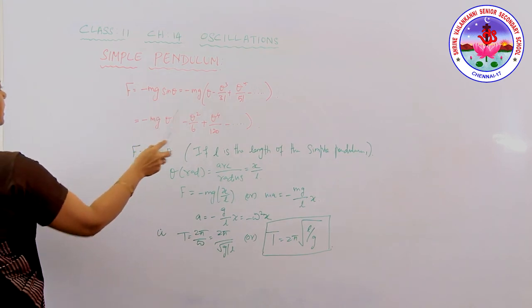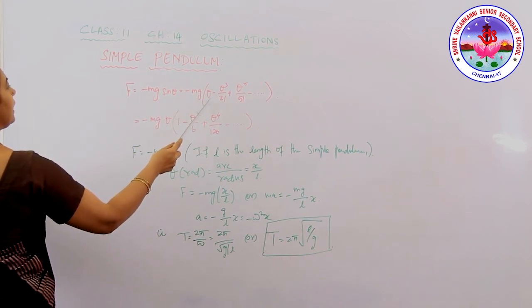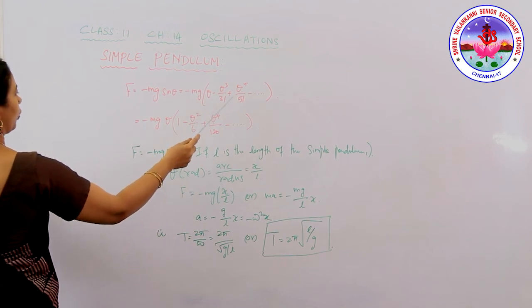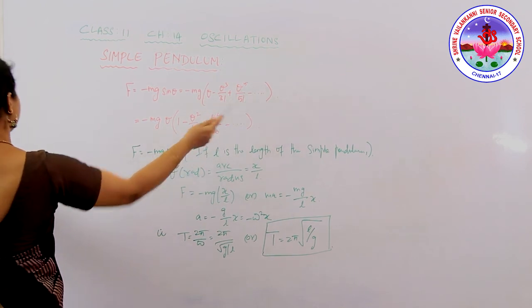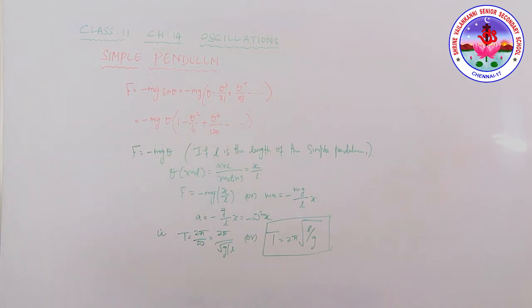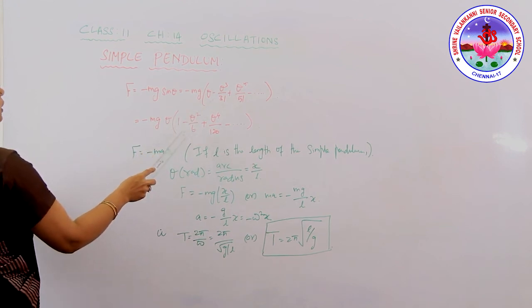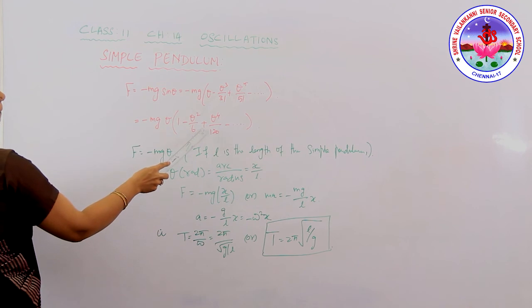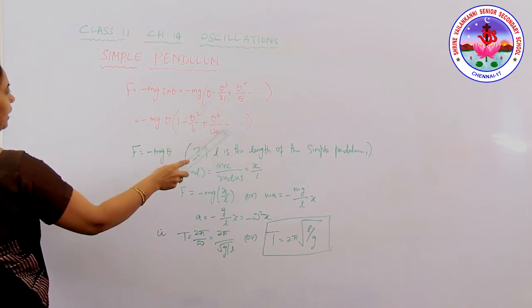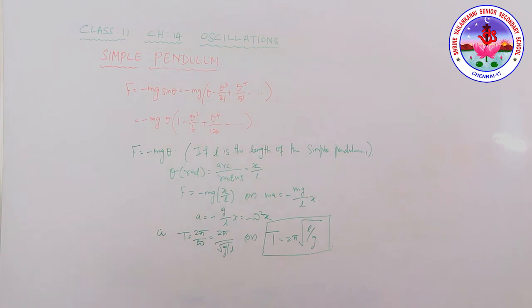So minus mg times sin theta, which expands as theta minus theta cubed by 3 factorial plus theta to the 5 by 5 factorial minus, and so on, for n terms. This equals minus mg theta times 1 minus theta squared by 6 plus theta to the power 4 by 120 minus, and so on, where theta is in radians. So clearly the oscillations are not simple harmonic, because the restoring force F is not proportional to the angular displacement.